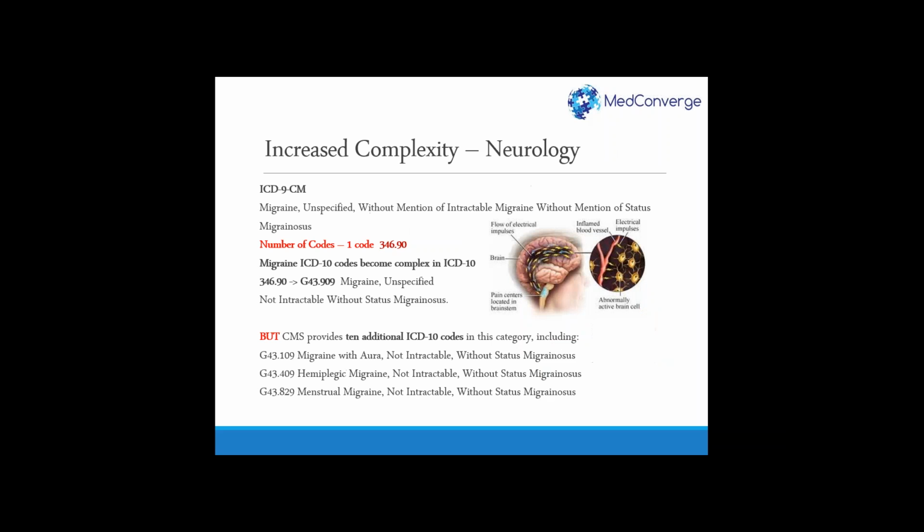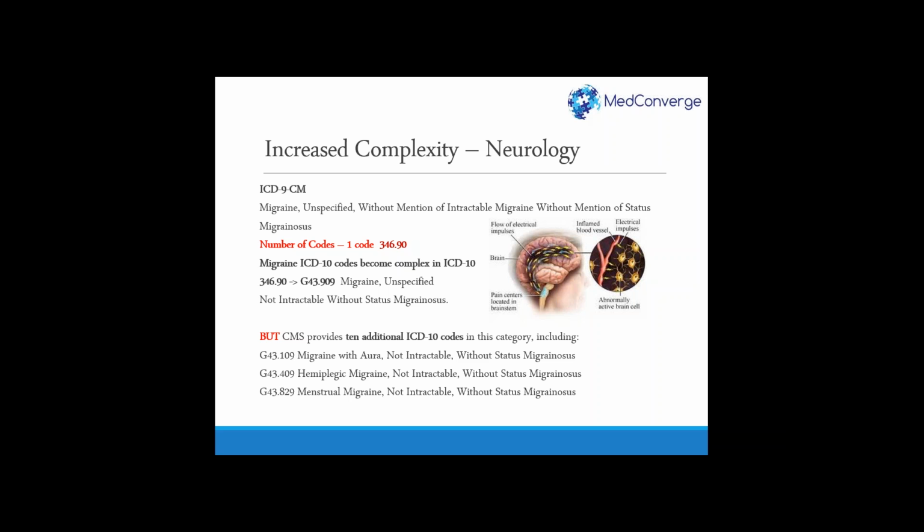Okay, next. Let's look at neurology. This is something, as family nurse practitioners, most of you must come across all the time, migraine. Now, with migraine, there was only one code before. I know, hard to believe, but there was just one code which said migraine, unspecified. That's about it, right?